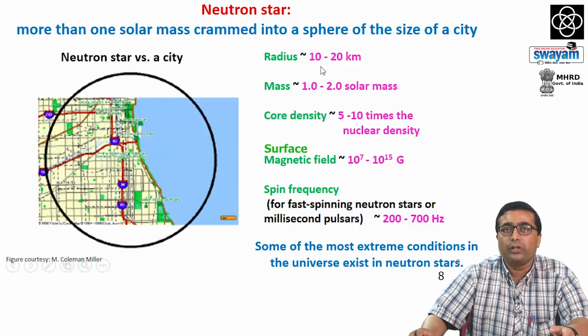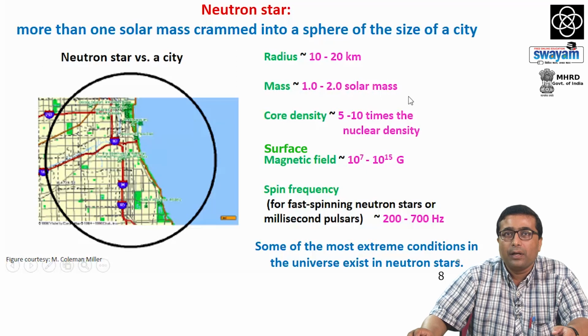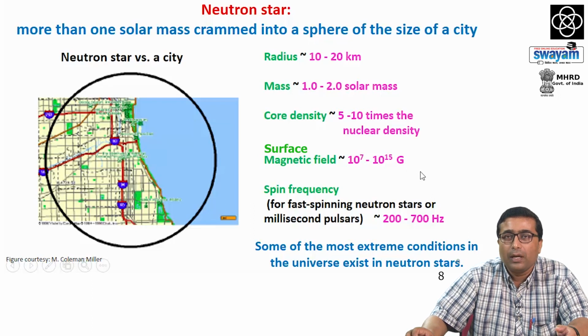The typical radius of a neutron star is between 10 to 20 km. The mass is between 1 to 2 solar mass. The core density is of the order of 5 to 10 times the nuclear density. Depending on the kind of neutron star it is, the magnetic field could be between 10 to the power 7 Gauss to 10 to the power 15 Gauss. And the spin frequency of some of the neutron stars, which we call millisecond pulsars or fast spinning neutron stars, can be between 200 and 700 Hz, that is, the neutron star spins around its own axis 200 to 700 times in just 1 second. But there are other neutron stars which spin much slower.